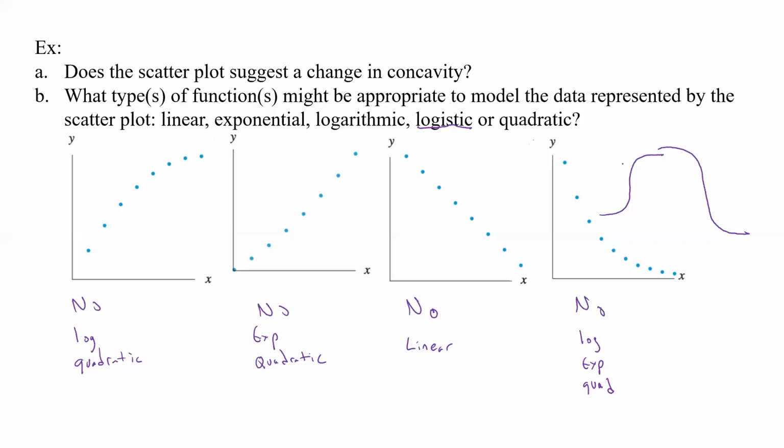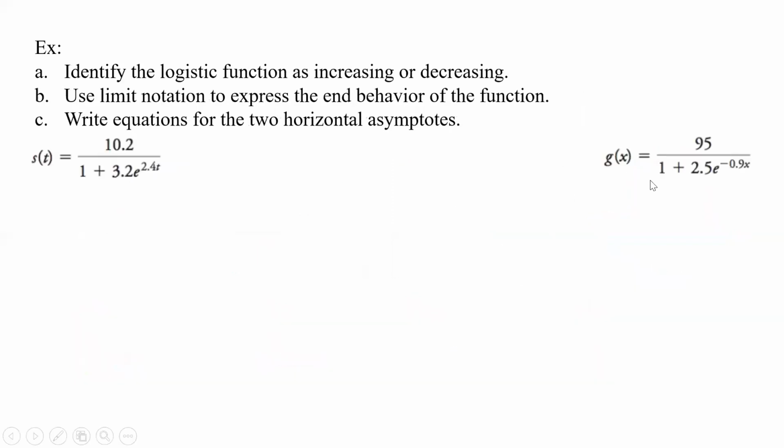And again, if you saw something like this, immediately you'd say, oh, it's logistic, and we would be done and we wouldn't even have to worry about looking at any of the others. But those are kind of practice for previous sections. All right, so here we're supposed to identify the logistic function as increasing or decreasing, and then use limit notation to express the end behavior of the function, and then write equations for the two horizontal asymptotes.